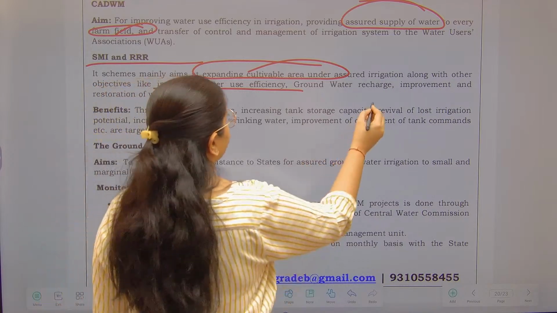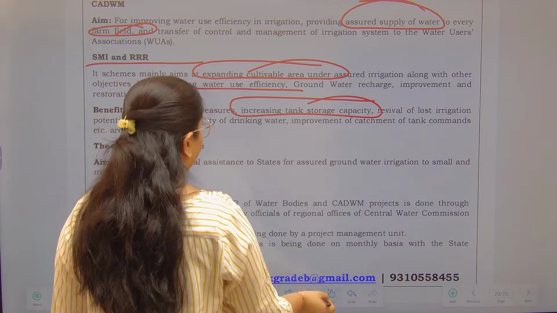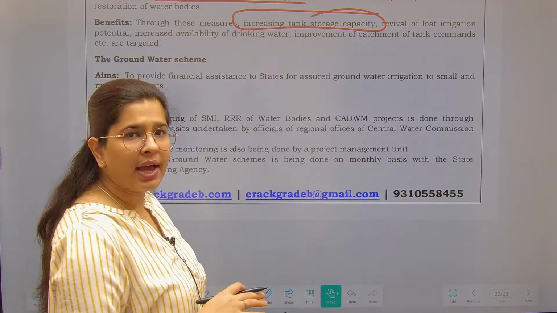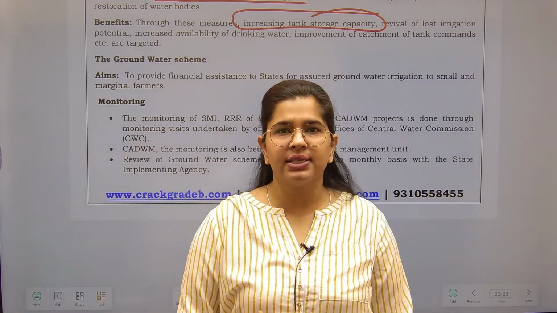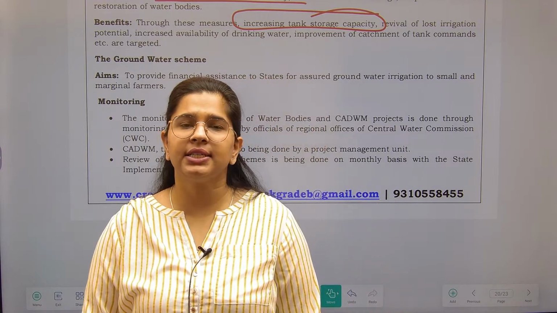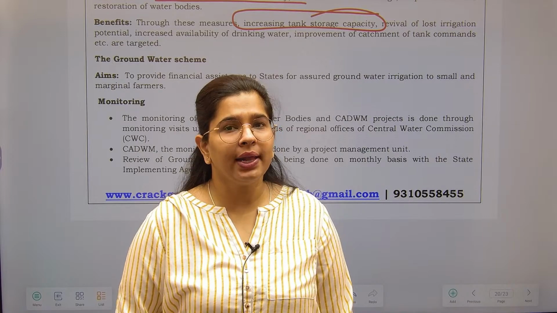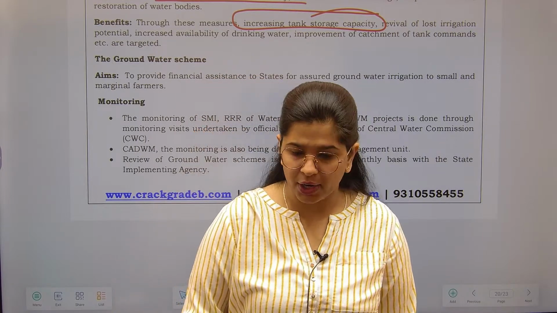Benefits are: tank capacity will increase, lost irrigation potential will be restored, and availability of drinking water. See, what I have told you is, in the irrigation related component, you will not find many things that need to be remembered. Everything is based on common sense. So we'll quickly move on to the topics that are required to be learned.